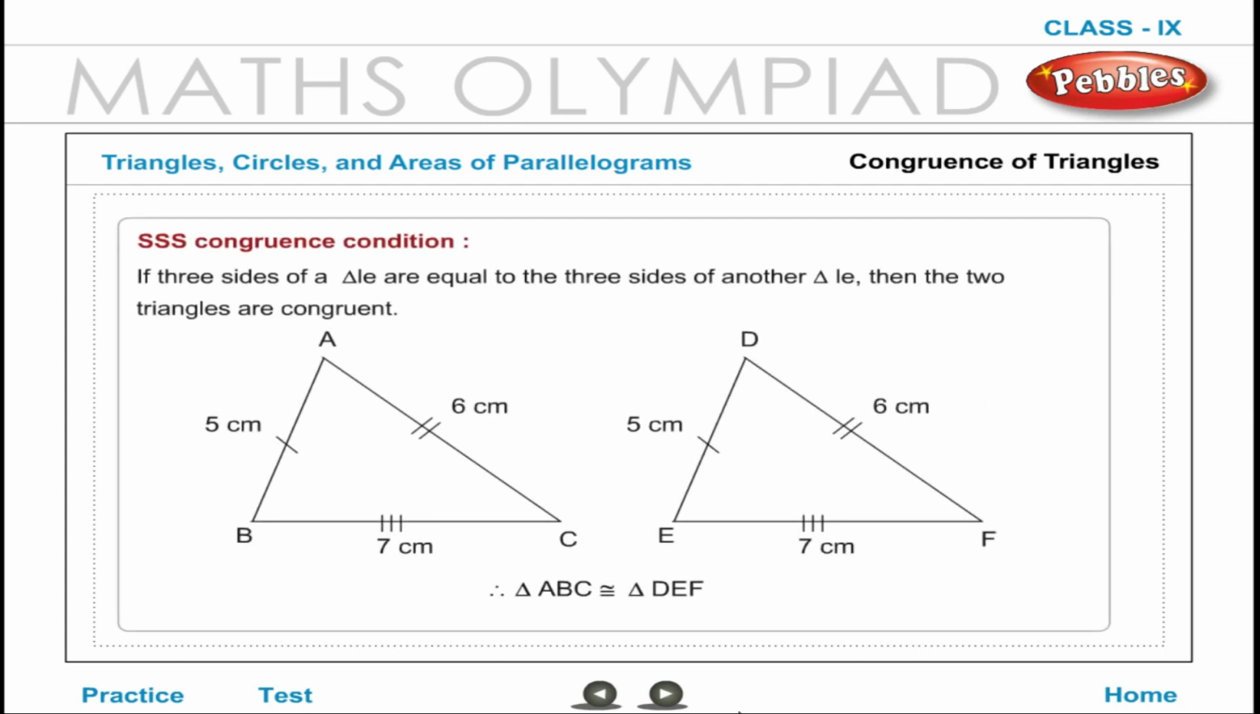Congruence of triangles. SSS congruence condition. If three sides of a triangle are equal to the three sides of another triangle, then the two triangles are congruent. Therefore, triangle ABC is congruent to triangle DEF.